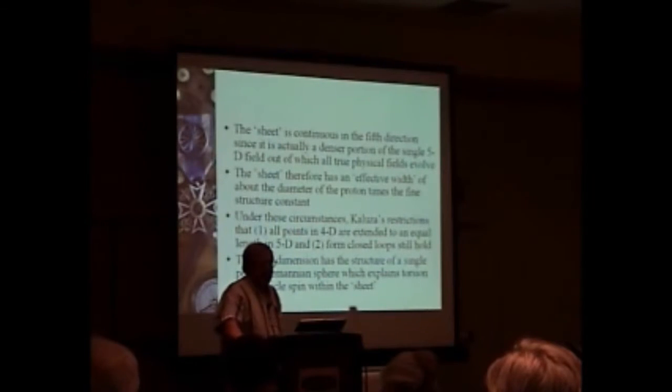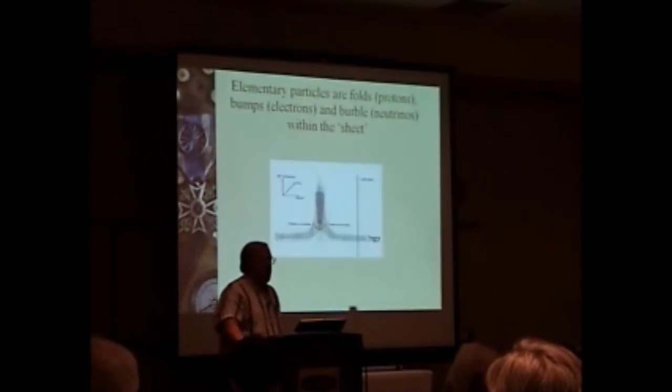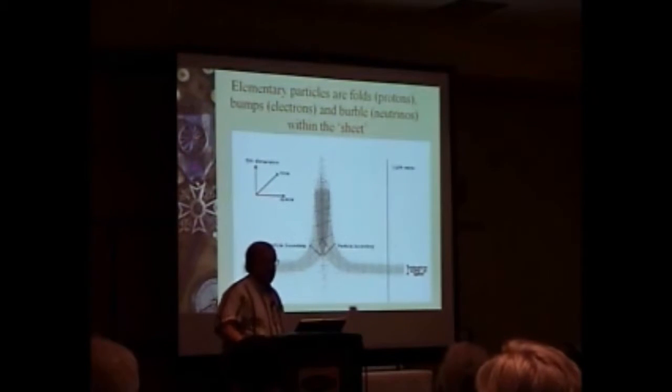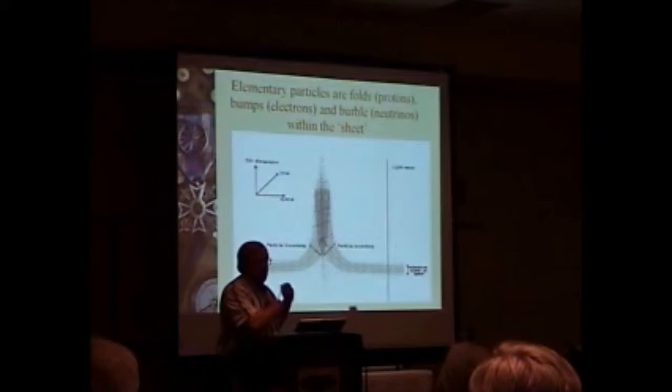The 5th dimension has the structure of a single polar Riemannian sphere, which explains torsion and particle spin within the sheet. And matter actually occurs within the sheet. Our material world is within the 4-dimensional sheet. Elementary particles are folds, as in protons, bumps, electrons, and burbles, neutrinos within a sheet.